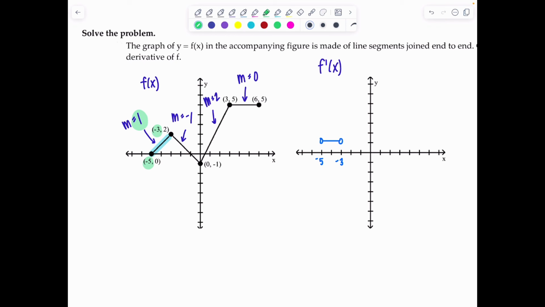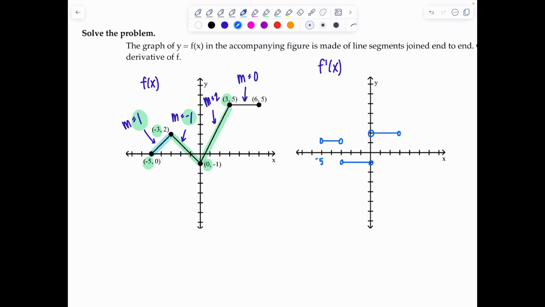Now, continuing the next piece, from x equals negative 3 to x equals 0, we have this portion. And the derivative is equal to negative 1 right there. So I'm going to draw a line segment, this negative 3 is in my way, okay? From negative 3 to 0 at negative 1. Open circle, open circle. Next piece, from x equals 0 to x equals 3, the slope of that line segment is 2. So the derivative, I'm going to graph at y equals 2 from x equals 0 to x equals 3.